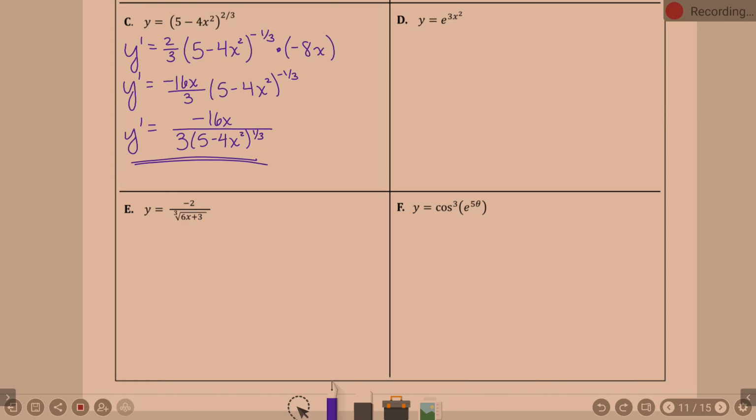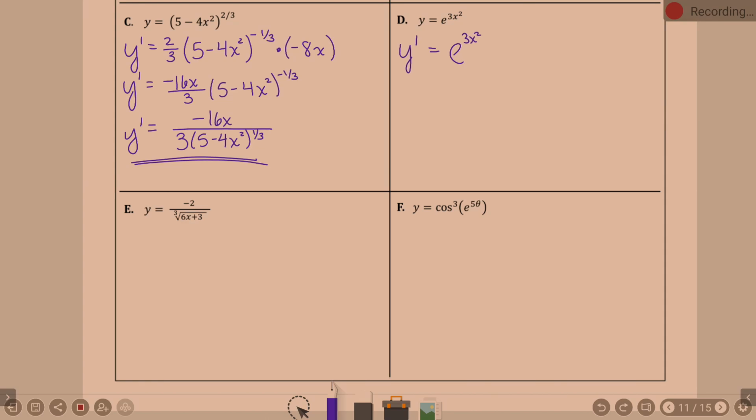Okay. D. It is different. So we're trying to do the derivative of e to the 3x squared. So the overall outside function, so to speak, I don't know if I call it outside or not, but the big picture is this is e to some power. What's the derivative of e to some power? E to that power. E to the 3x squared.